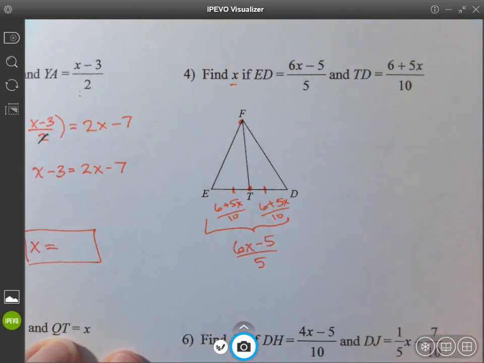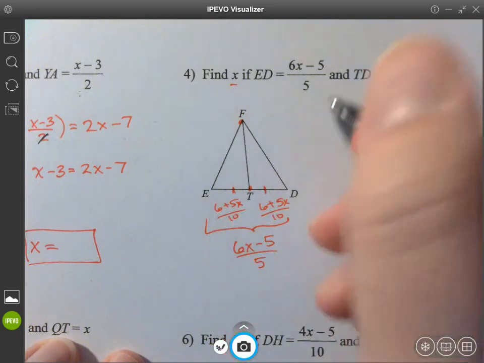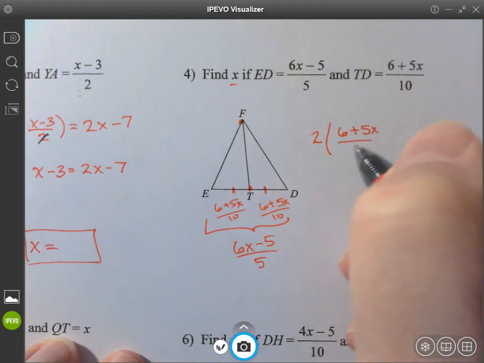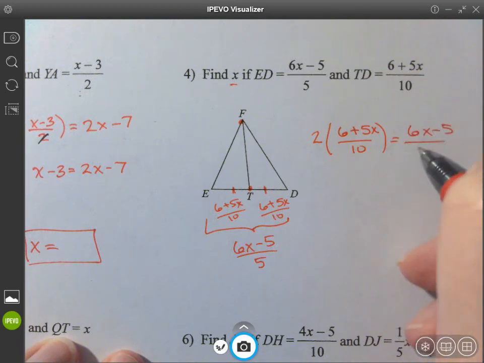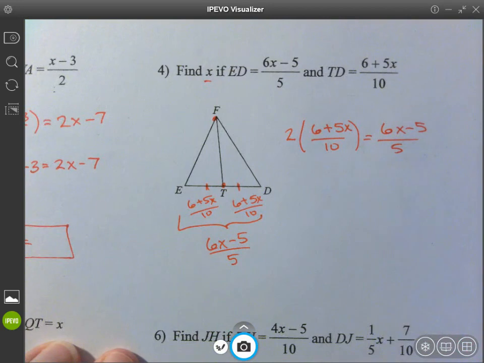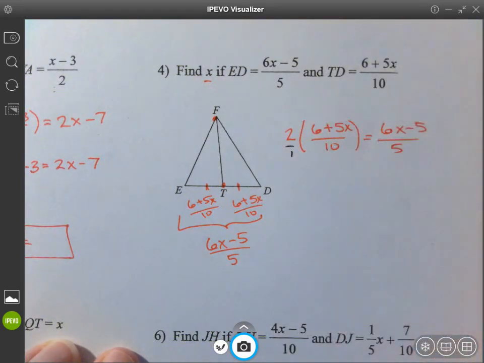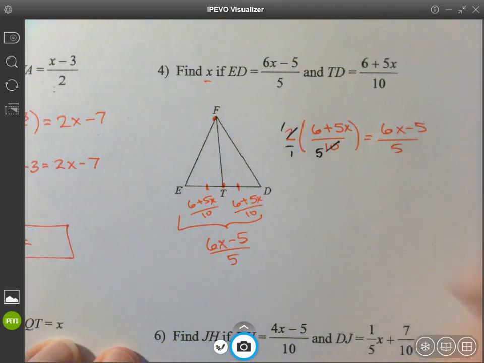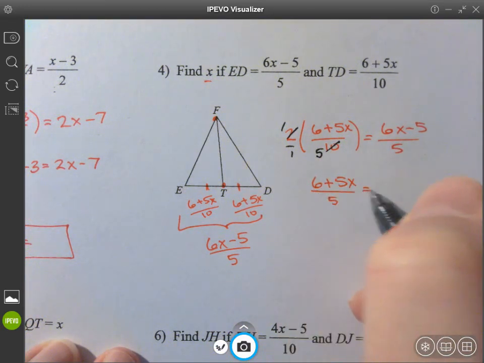Okay, so it's the idea that these are equal to each other. TD is the half of the whole thing. So if I have 2 of those TDs, if I would add those together or double it, that would equal (6x minus 5) over 5. So let me help you with the fraction part of this again. You have 2 options. 1, you can distribute this and deal with the fraction, or 2, you can reduce it. So I still have a fraction. I have (6 plus 5x) over 5 equals (6x minus 5) over 5.